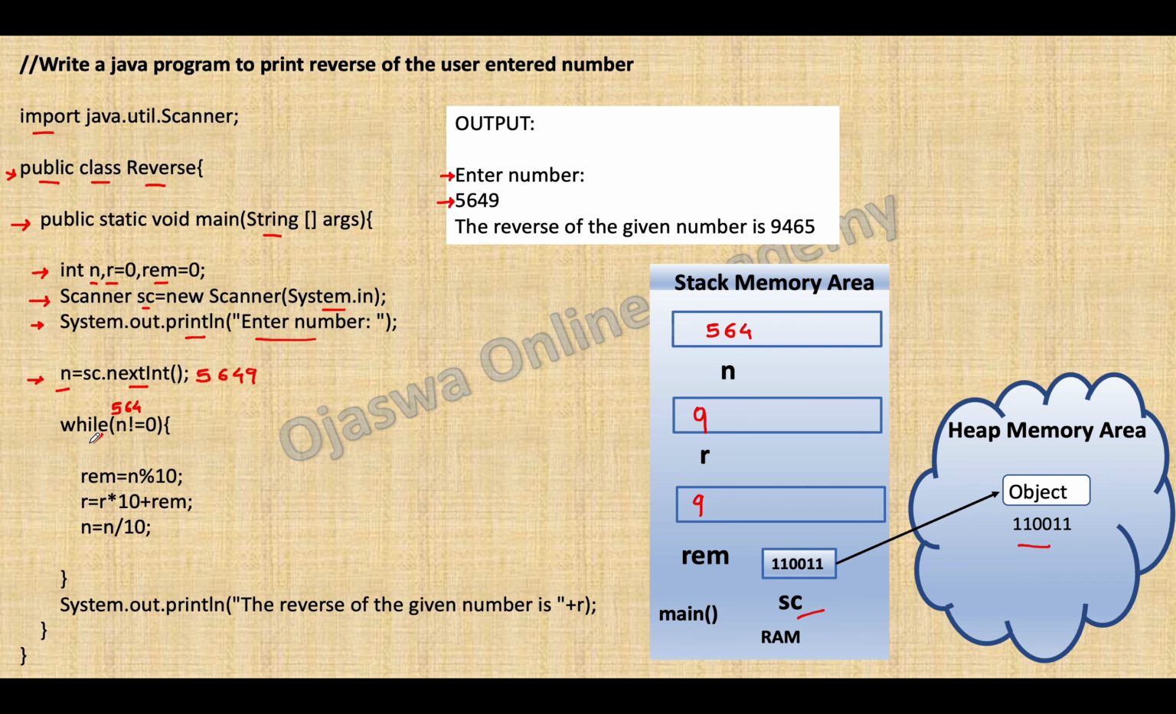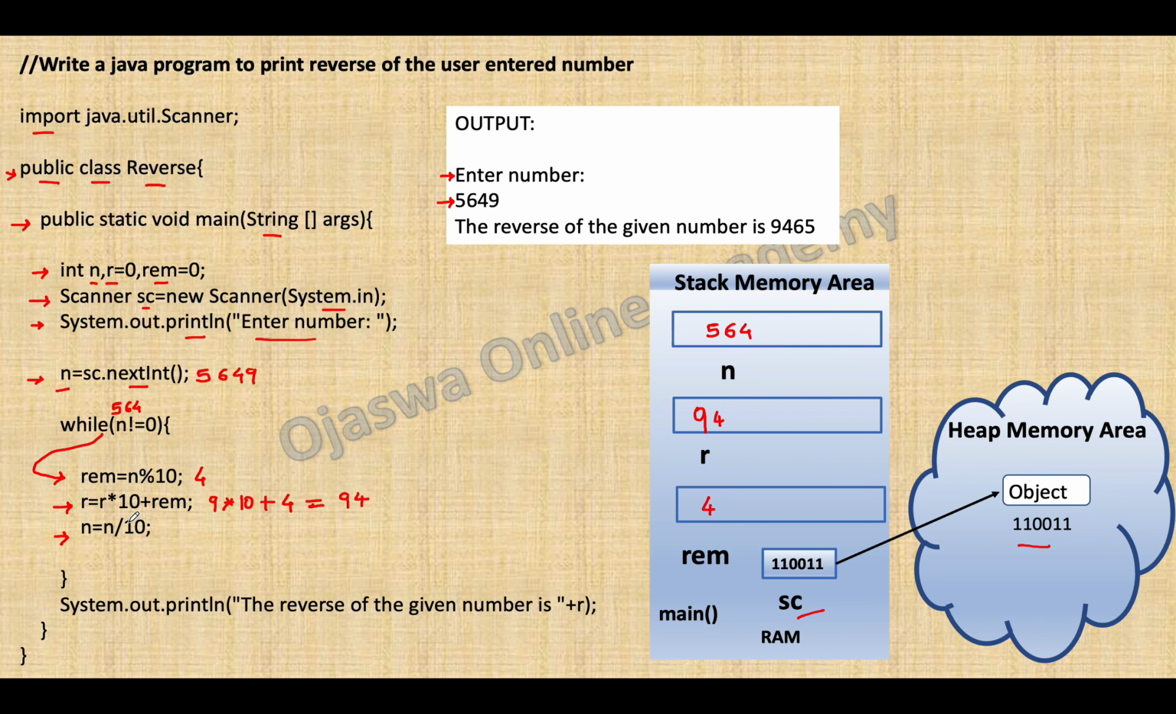564 is not equal to 0. Condition is true. Hence control of the program will come inside and this statement is executed. When you divide 564 by 10, the remainder you get is 4. So now the value of rem is replaced with 4. Next statement is executed. R equal to R multiplied by 10 plus rem. So value of R is 9 multiplied by value of 10 plus value of rem, that is 4, which is equal to 94. Now the value of R is replaced with 94 and the next statement is executed.